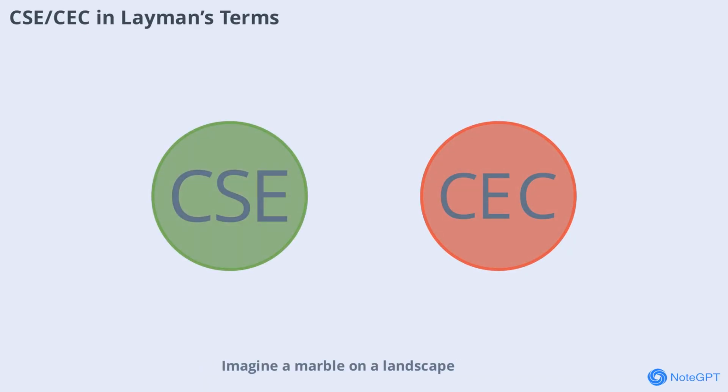Imagine a marble on a landscape. CSE is the local tilt, the direction and size of imbalance. CEC is the local friction or stiffness, how strongly the marble is pulled back to the valley.